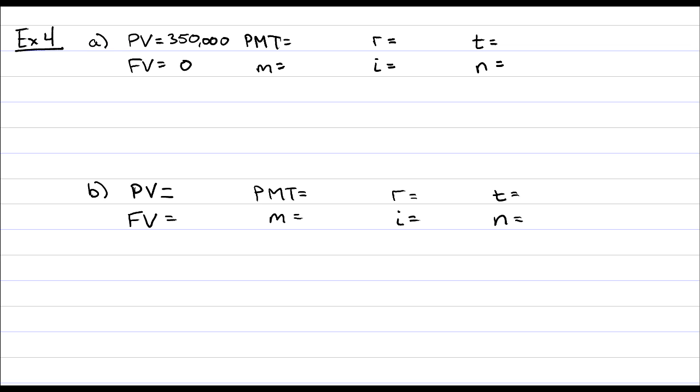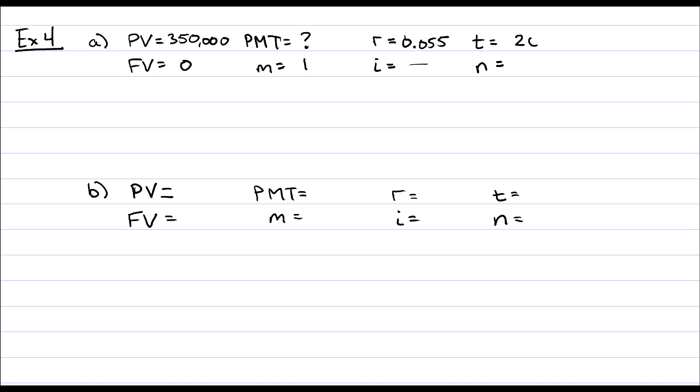PMT is what we want to find. We want to find annual payments, the size of Frank's annual payment. And the annual interest rate is 5.5%. Now, I'm going to use the TVM solver to solve this. Part A is easy enough to do using the formulas. However, Part B is going to be a little bit tricky to solve using the formulas, so we're going to use the TVM solver on both.